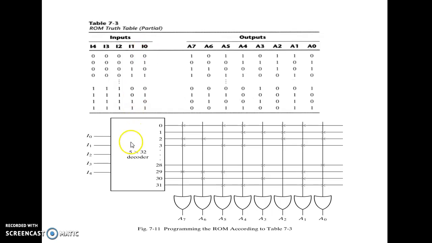So 5 inputs which are given to a decoder will produce 32 outputs, and these are the 32 outputs: 0, 1, 2, 3, and 4 to 27 is not represented for space conservation, and 28 to 31 are the last 4 outputs. Now A7 is an output, and how many outputs are there? A0 to A7, 8 outputs. So definitely you require 8 OR gates. Those outputs are A0, A1 up to A7.